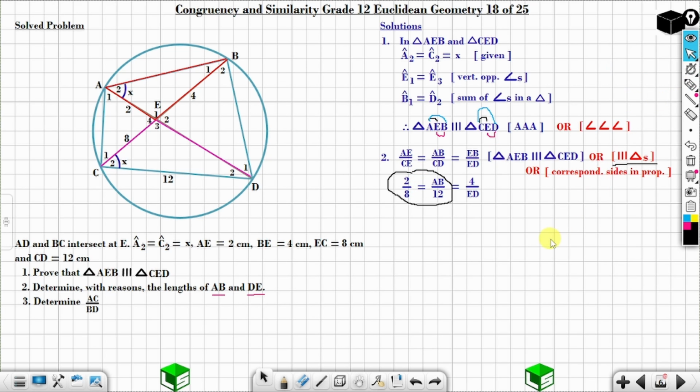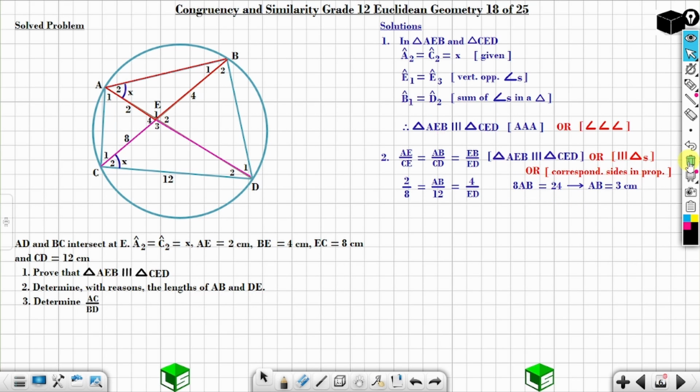To solve for AB, you can use this part because you have enough information, because you have one unknown. Okay, let's solve for AB. You do cross multiplication. 8 times AB is equal to 2 times 12, 24. So AB is equal to 3 centimeters. You divide by 8 on both sides.